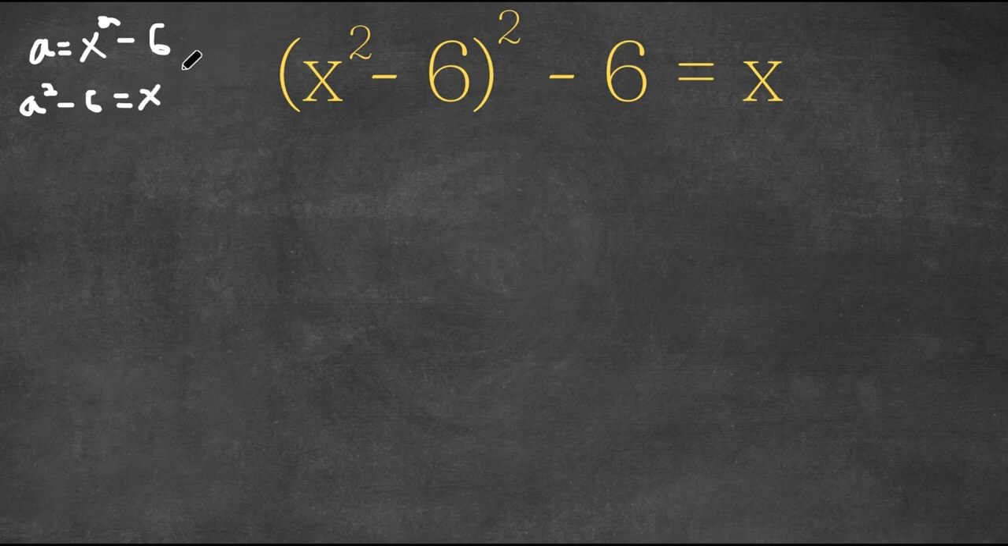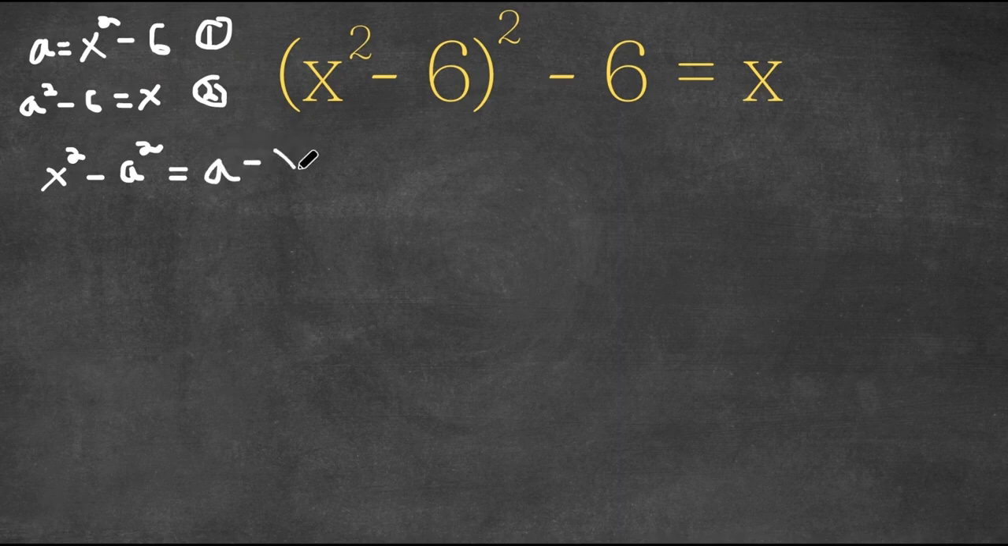So now, let's say this is equation 1 and this is equation 2. Now I'm actually going to subtract both of these. I'm going to subtract x² − a². And what ends up happening is we get the result a − x. x² − a² is equal to a − x.